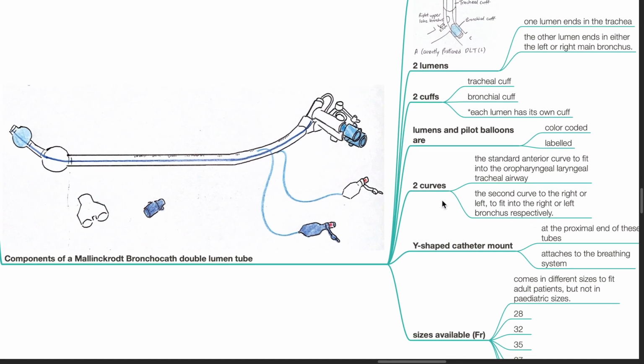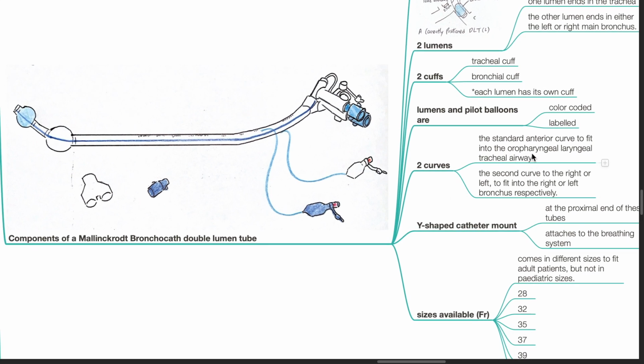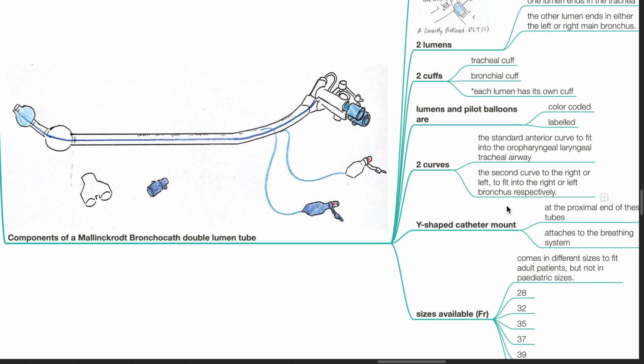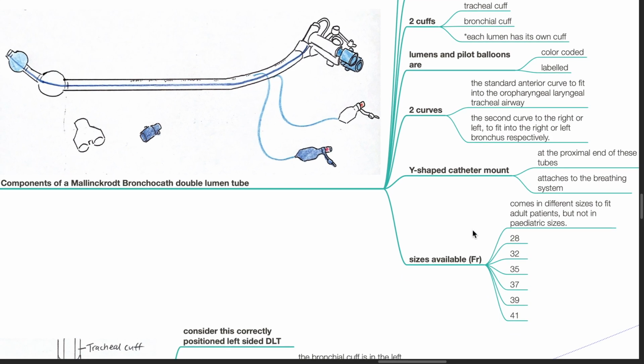There are two curves: the standard anterior curve to fit the oropharyngeal, laryngeal, tracheal airway, and the second curve to the right or left to fit into the right or left bronchus respectively. There is a Y-shaped catheter mount at the proximal end of these tubes that attaches to the breathing system. Sizes available: 28 to 41 French. It comes in different sizes to fit adult patients but not in pediatric sizes.